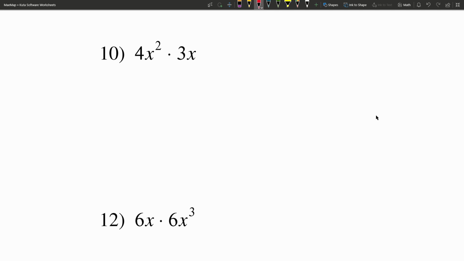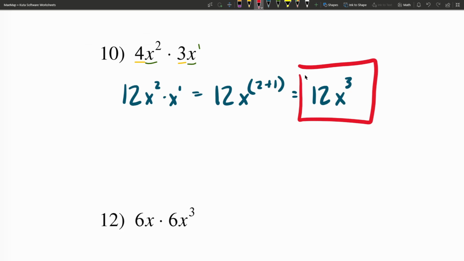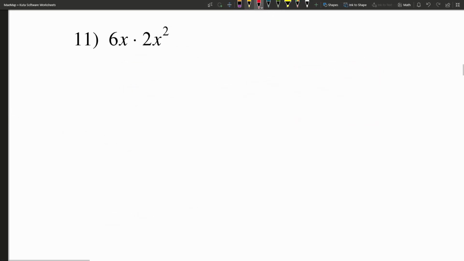And number 10, do I have the same base? I do indeed. I have an x as my base in both my terms, and then I have a coefficient of 4 and a coefficient of 3. 4 times 3 is going to give me 12, and then I have x squared times x to the first. So I have 12 times x to the, adding those exponents of 2 and 1, 12 times x to the 2 plus 1 is 12 times x to the third, or 12x cubed.